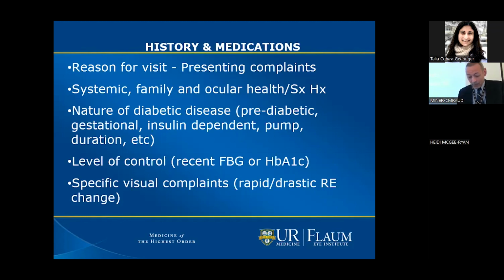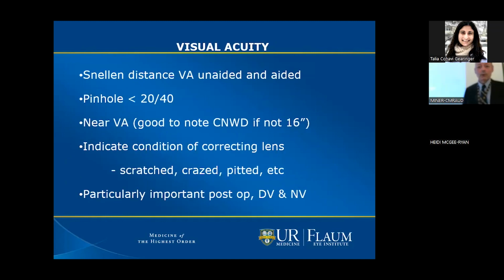And then, of course, we want to know, are they having any sort of specific visual complaints? Have they had any refractive error change? Are they not seeing as well? Is it precipitous? Is it slow over time? Because especially for our newly diagnosed diabetics, or those that are really outside of proper control, sometimes we can see refractive error shifts as well.